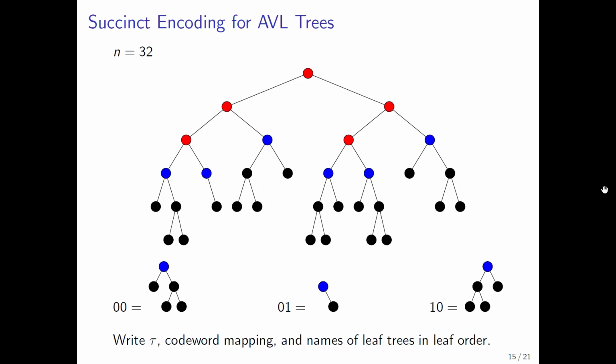And then we're just going to write down tau, which is our tree in red plus blue. Then we're going to write our code word mapping so that if you see, for example, the string 0, 0, we know that that refers to the tree with this shape. And then we'll write down the names of the trees using the code words in the order of the leaves. So first we write down, say, this one's name, and then this one's name, this one. We might actually start with this one since this will be first in the level order mapping.